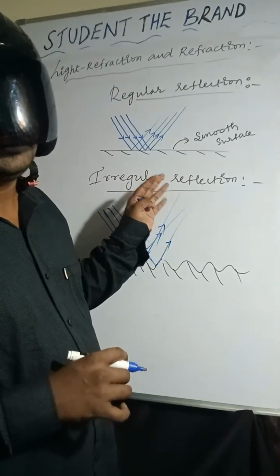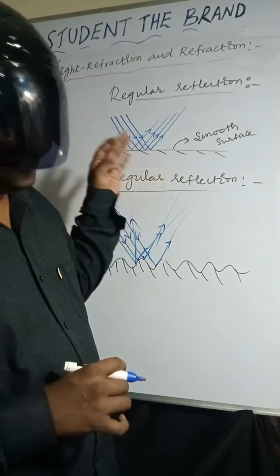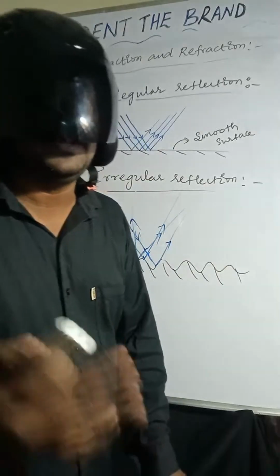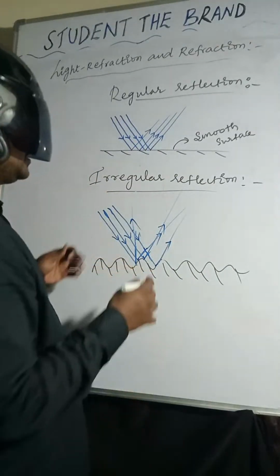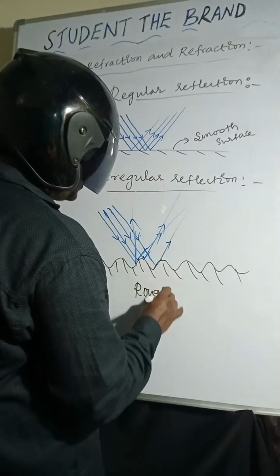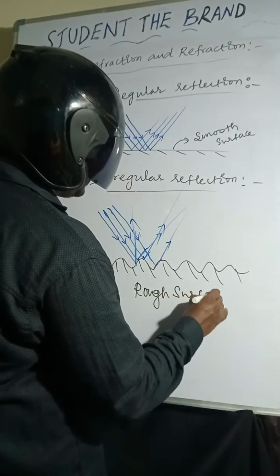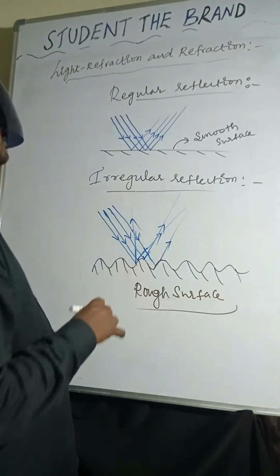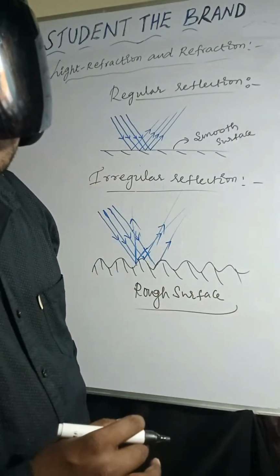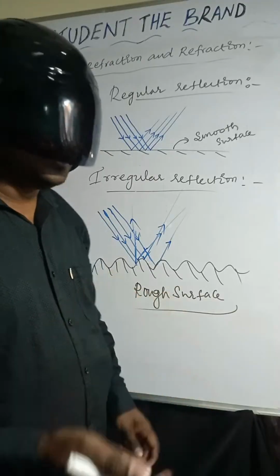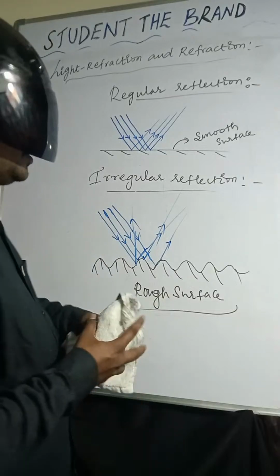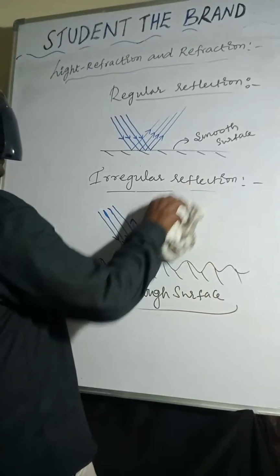So this type of reflection is called irregular reflection. Irregular reflection takes place on a rough surface. Irregular reflection is also known as diffused reflection. Yes. So now we'll go to the next topic.